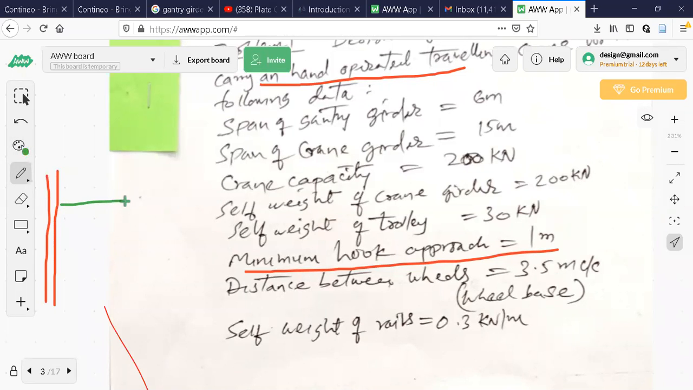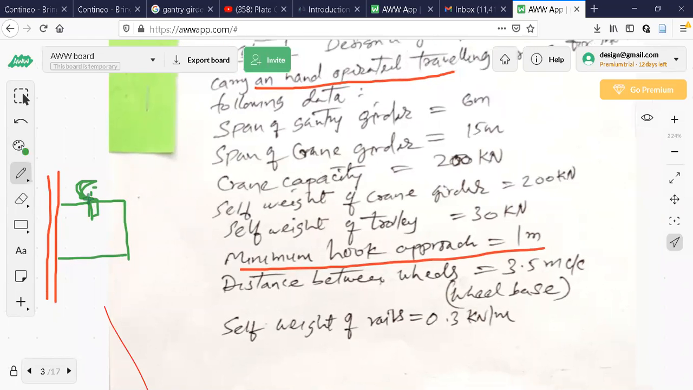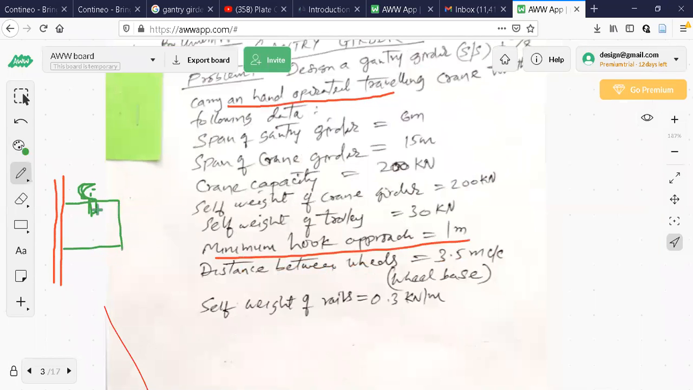Just see this. This is the box which is being lifted up. Now your hook is coming somewhere here. This is your hook, like this. So when I say that hook approach is 1 meter, see this box, this distance is 1 meter. The entire box, the hook cannot reach. This hook cannot reach.